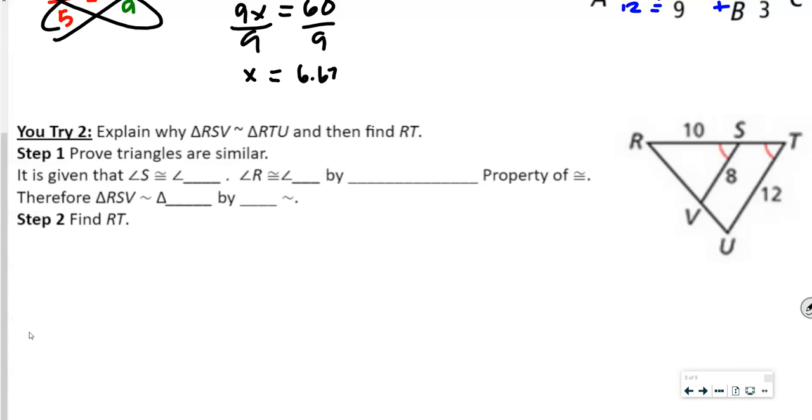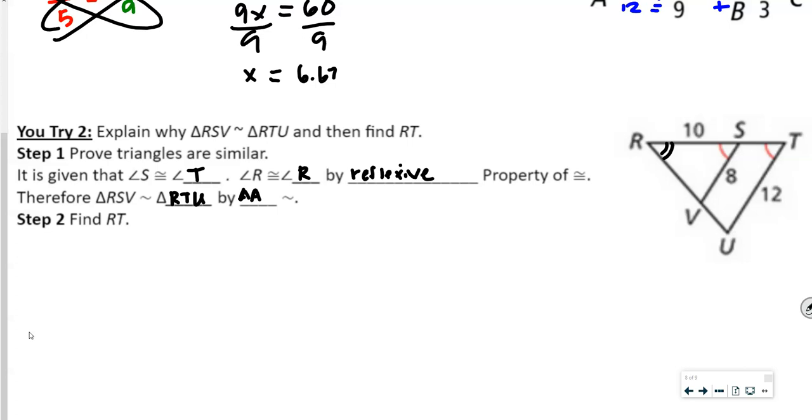So it says prove the triangles are similar. It is given that angle S is congruent with angle T, right? Angle R is congruent with what? Angle R, isn't it, guys? Indeed, by the reflexive property of congruence. Therefore, triangle RSV, so we go from 2 arcs to 1 arc to nothing, to triangle RTU, by angle-angle similarity, right? Then it says find RT.